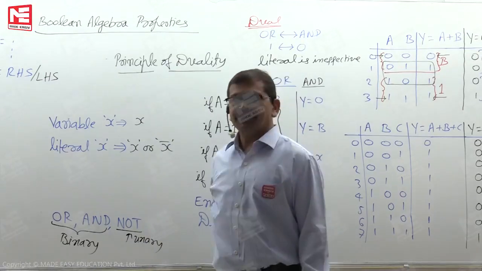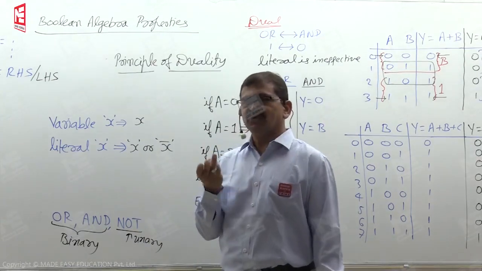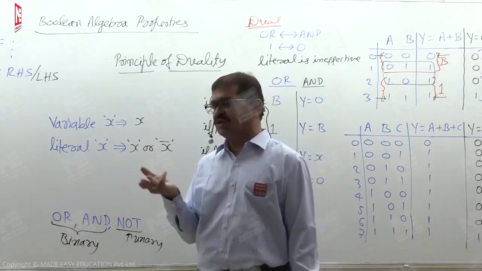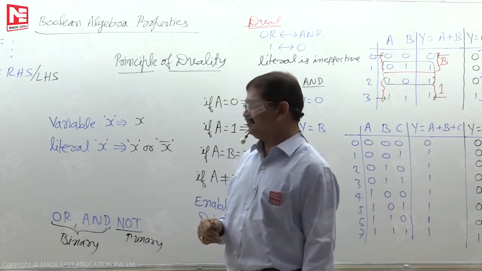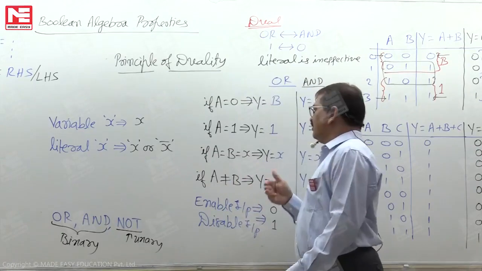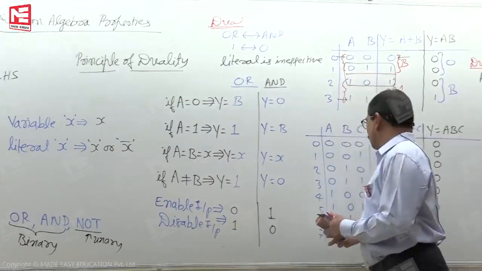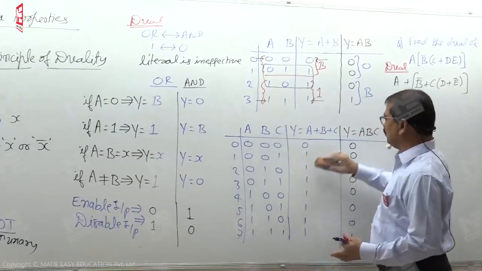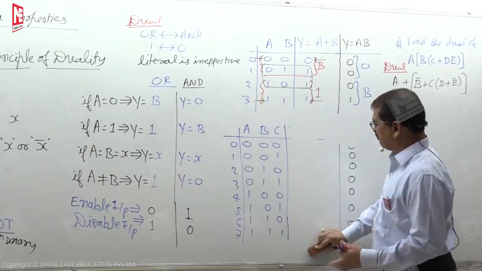The property we are looking at is on 3 variables, so we need to list all possible values on these 3 variables. If we list all possible values on 3 variables, these are the possible values.